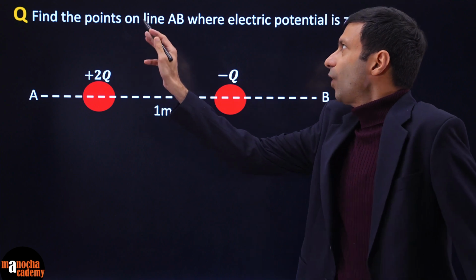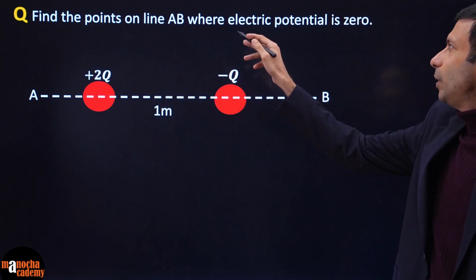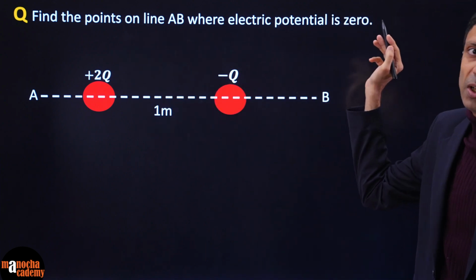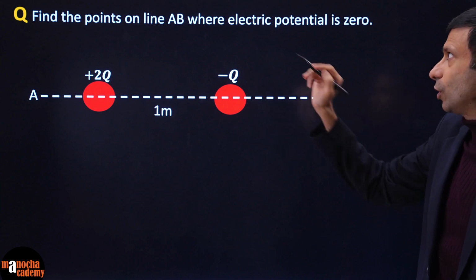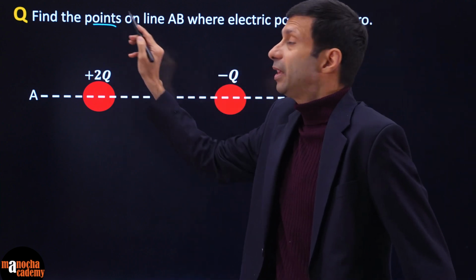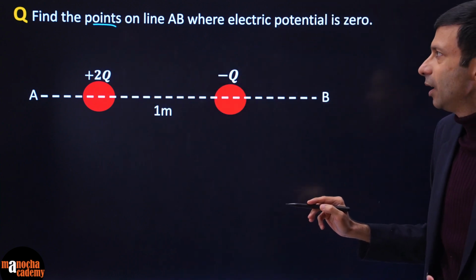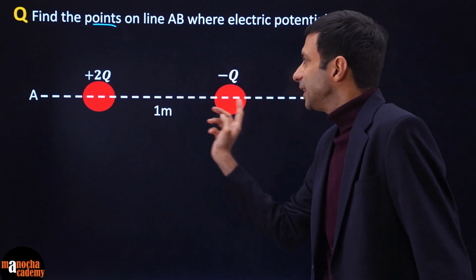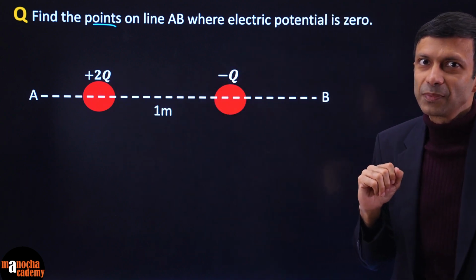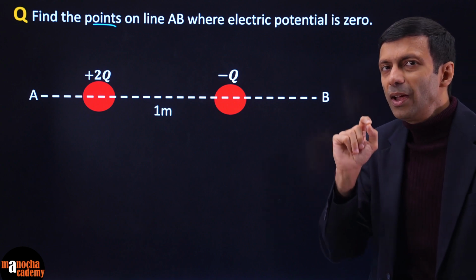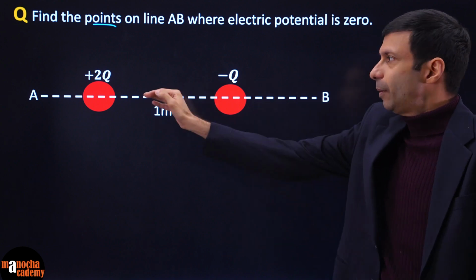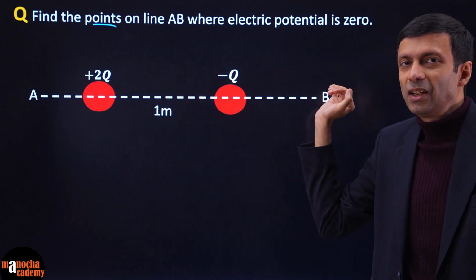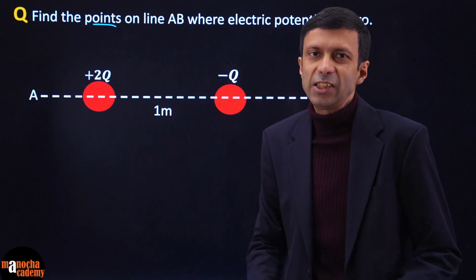The question says, find the points on line AB where electric potential is 0. So the question is telling us to find the points, so maybe there's more than one point. Okay. And what do we have here? We have two charges, plus 2q and minus q, separated by a distance of 1 meter. So you need to tell me where are the points on this line AB, the line joining the two charges, where the electric potential is 0.